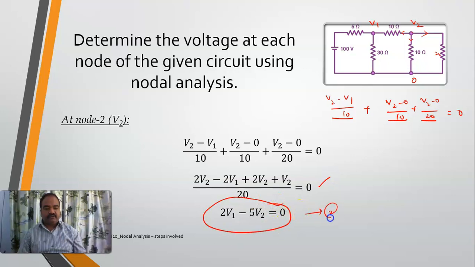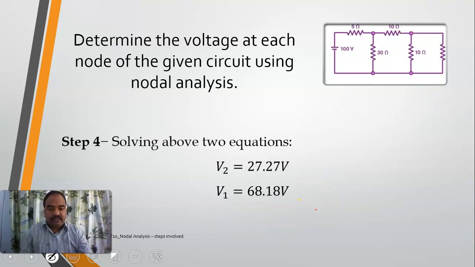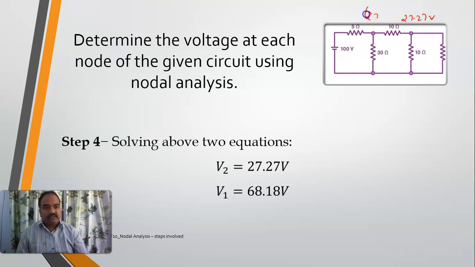Now I have two equations. You solve these two equations, you will get V2 and also V1. Which means that this is at 27.27 volts and this is at 68.18 volts. Understood. So the problem is solved. Step number 5 is not needed, because my question is to determine the voltage at each node, and it is solved now.